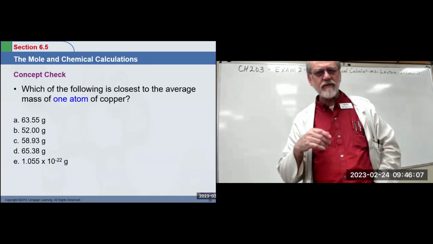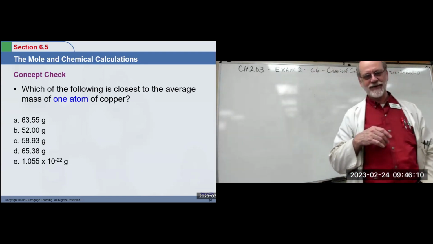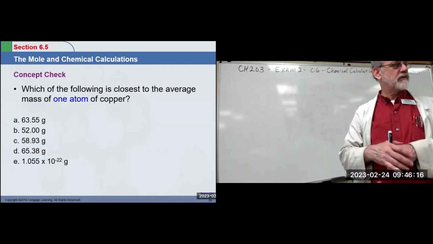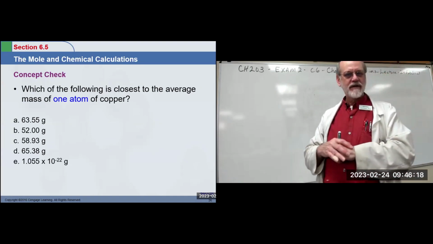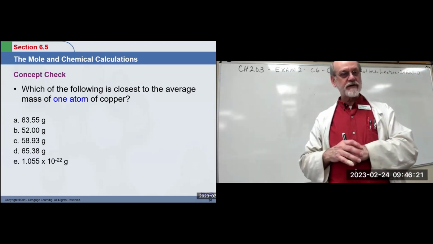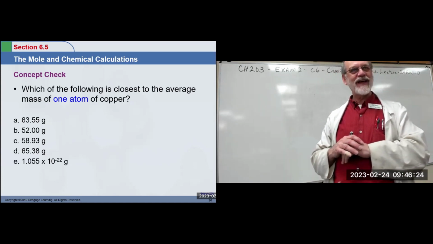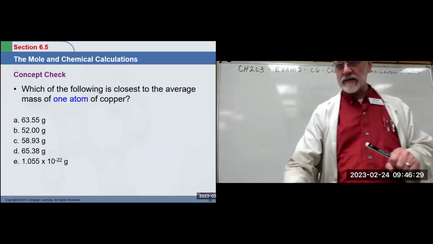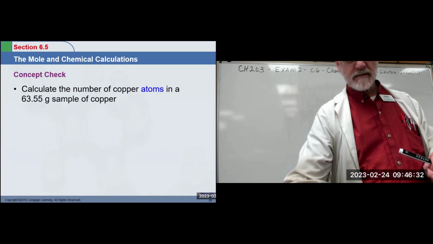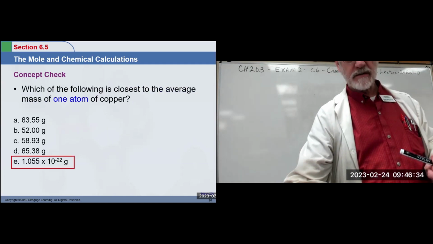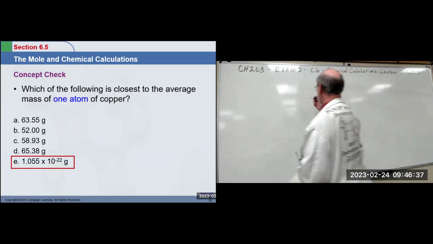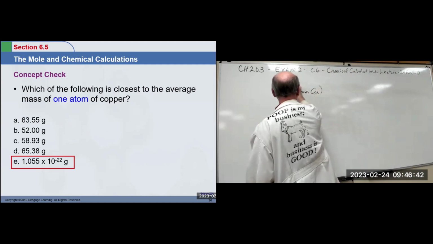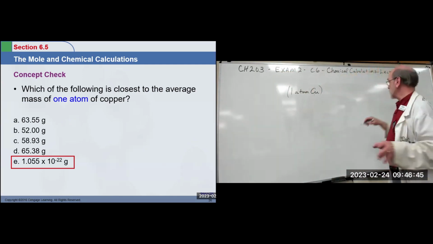Which one is closest to the average mass of 1 atom of copper? I don't know why I keep this slide in here, because you can use logic and figure out which one it is. All right. Is 1 atom going to be 60, 50 grams? No, they're not that heavy. So the answer has to be E. But how would we solve it? Let's see, it didn't do it. Okay. So let's say we have one atom of copper. And we want to find out what's the mass of that copper.